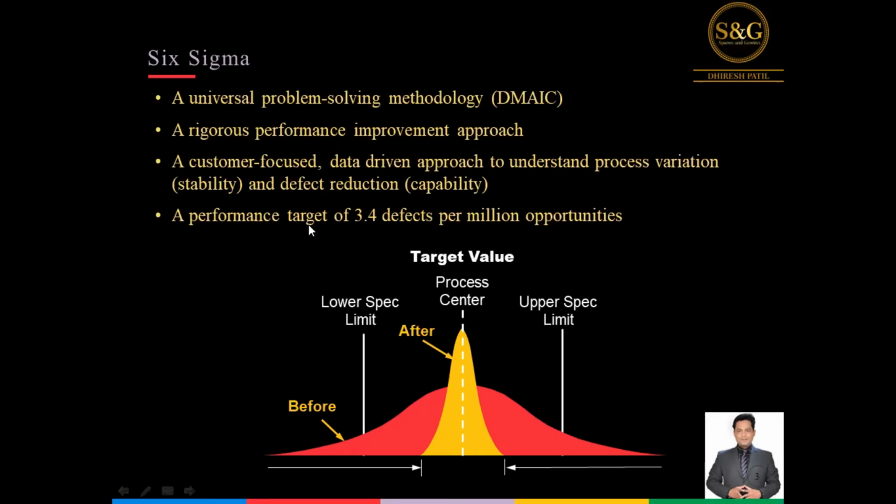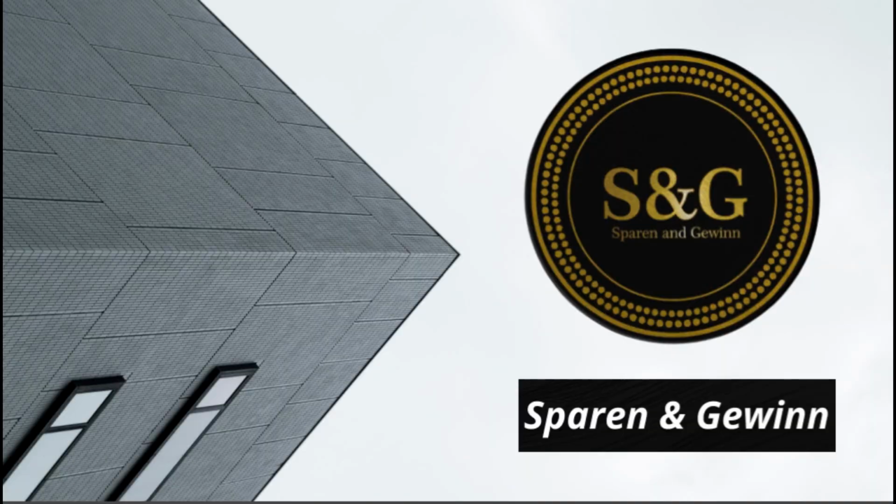So this is a performance target of 3.4 defects per million opportunities, which means if we produce 1 million parts, we can expect around 3 to 4 defects in those 1 million parts. So that is the level of precision we are talking about in this Six Sigma journey.